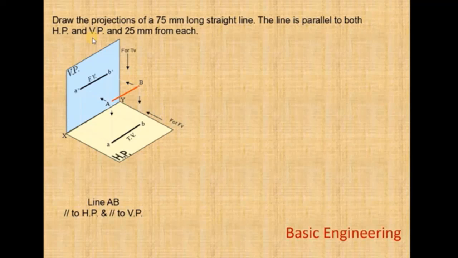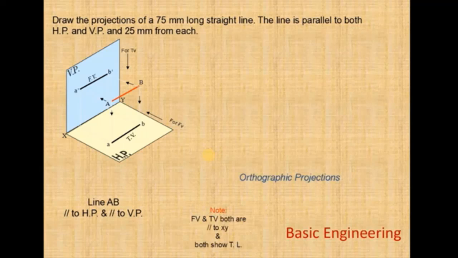Now we have to draw the orthographic projection, that is, the front view and the top view. See the pictorial projection. Here the front view and top view are both parallel to XY. Both indicate the true length. The front view length is 75 mm and the top view length is also 75 mm, equal to the length of the line.